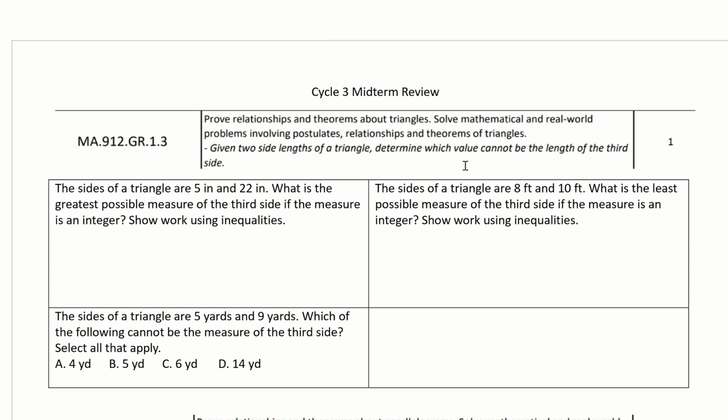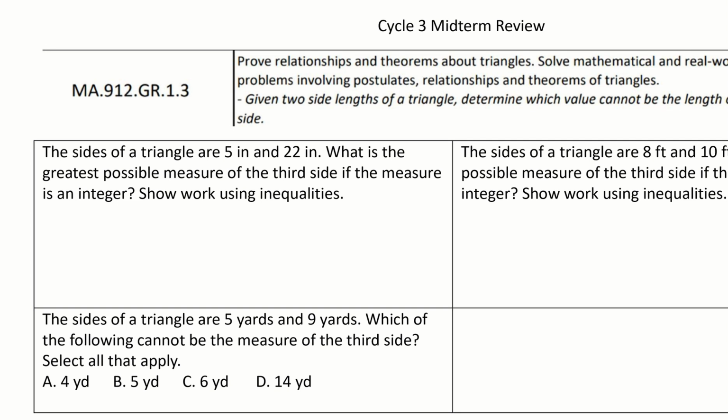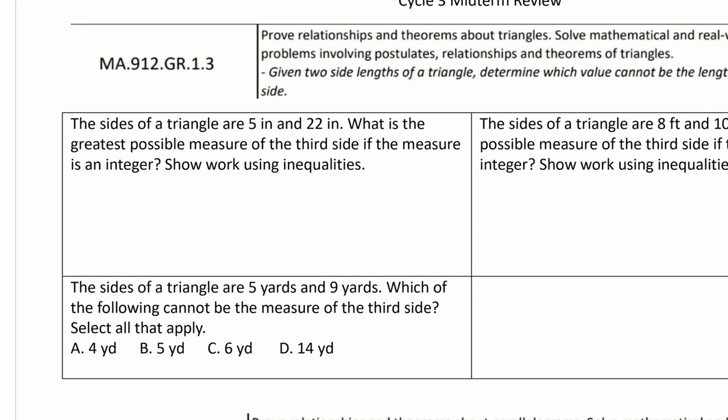For the first topic here, GR 1.3, we're looking at triangles and determining what the third side is going to be based on the first two sides. So here we've got 5 inches and 22 inches for two sides of a triangle. What is the greatest possible measure of the third side?